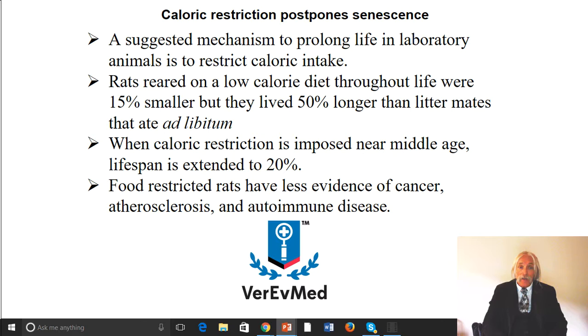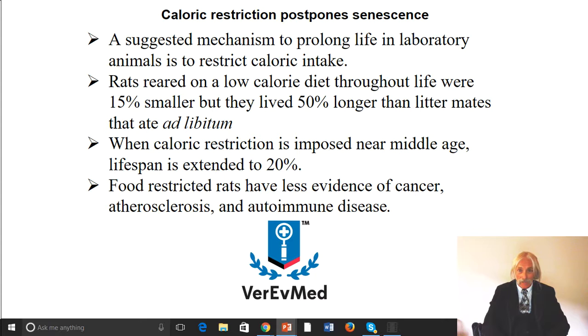And the litter mates were fed ad libitum, which means they ate whenever they wanted, whatever they wanted. Well, of course, it's probably mouse or rat chow for sure, because they're rats. But that just means that if you eat normally, and you compare that to severe caloric restriction, those animals that had severe caloric restriction lived 50% longer. That's pretty amazing.